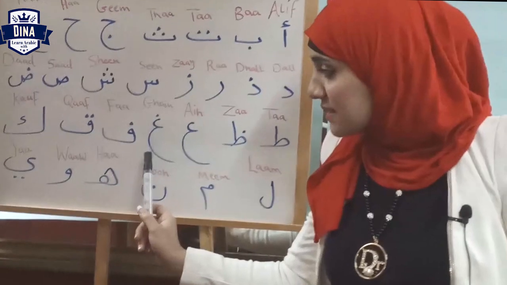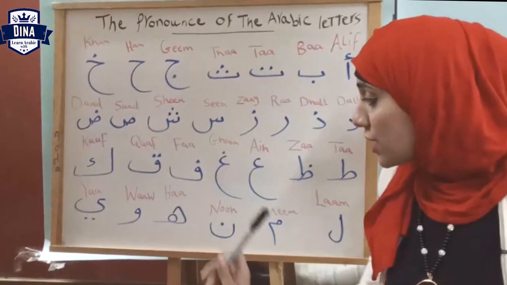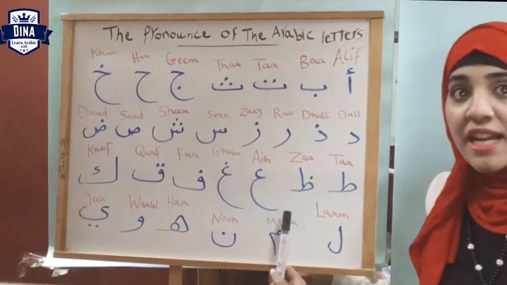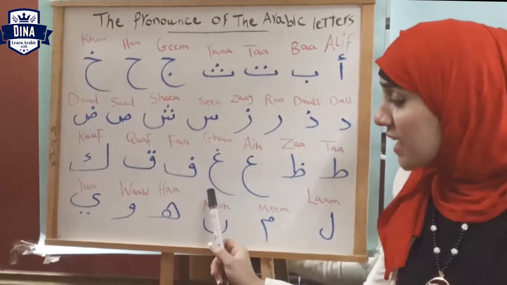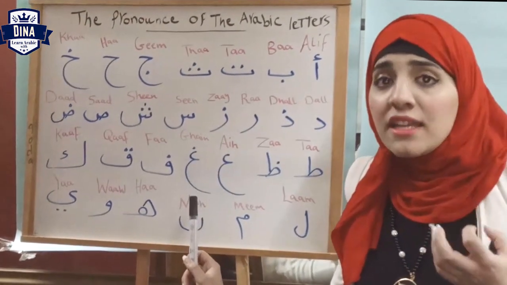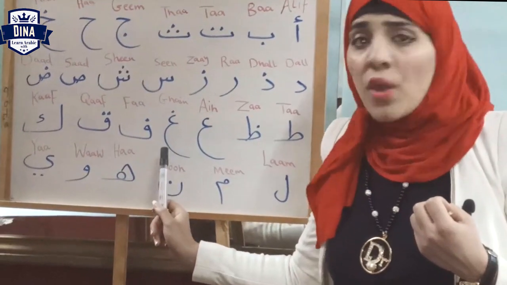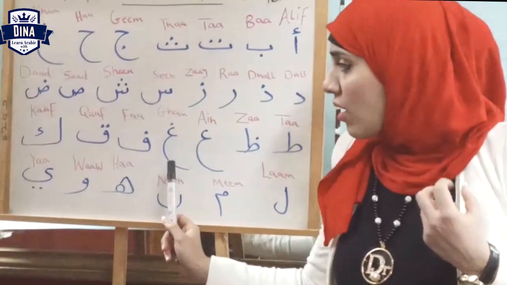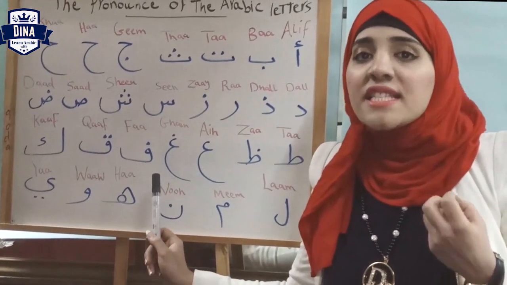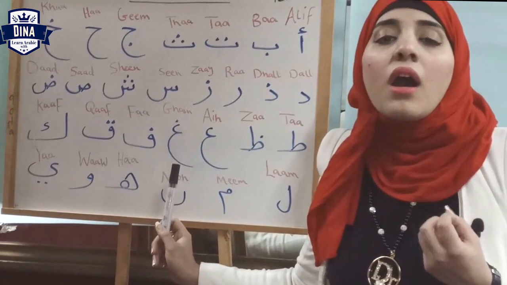The next letter is named Ghain. Ghain is a heavy sound of Ain. Ain is a light sound and Ghain is a heavy sound. Gha. Ghain is like gargling with water. Gha. Gha. Gha.